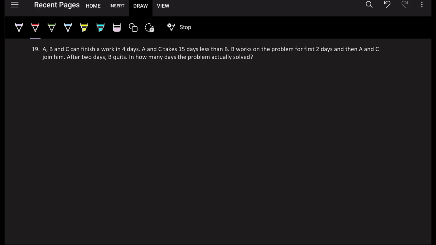So now let us do another question. The question is that A, B, and C can finish the work in 4 days. So A plus B plus C takes 4 days, and A and C take 15 days less than B. So if B takes X days, then A plus C will take X minus 15 days. Now we take the LCM of days. We do not know the particular value, so we will multiply all these three values to get the total work. So it will be 4x into x minus 15.